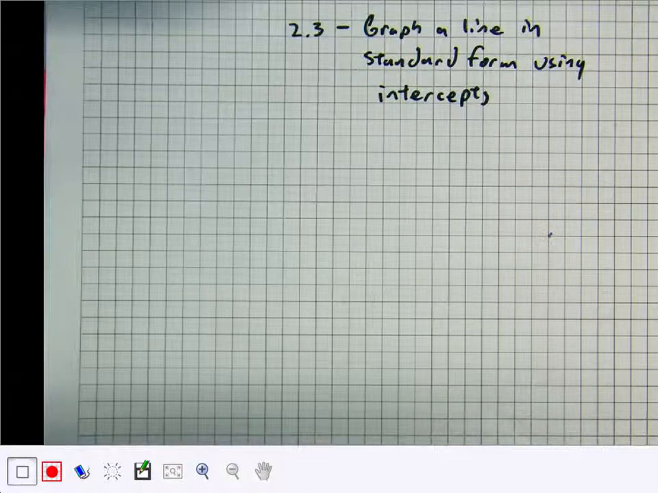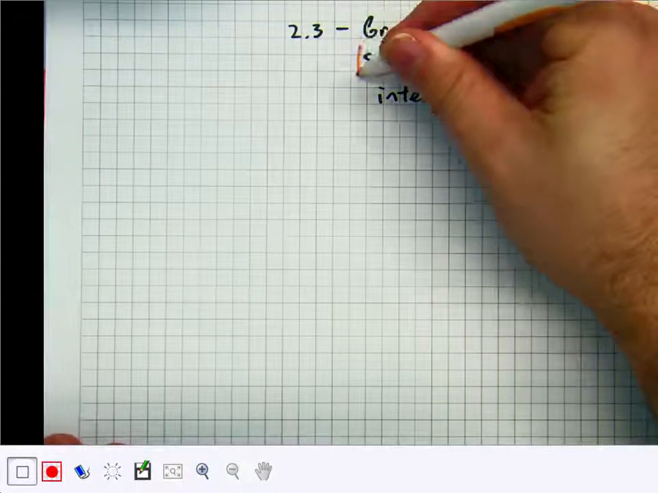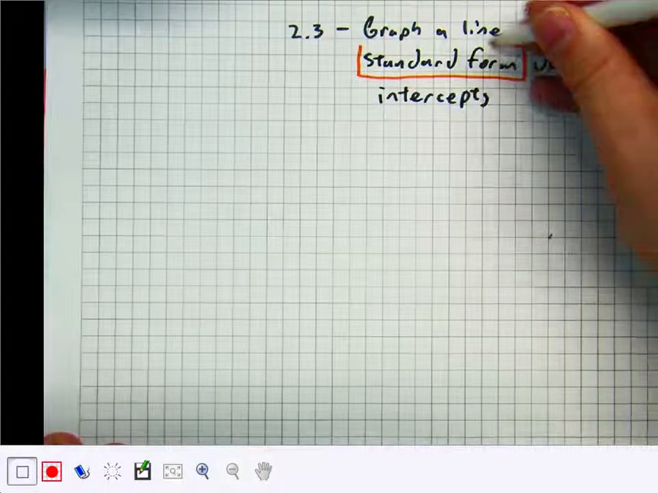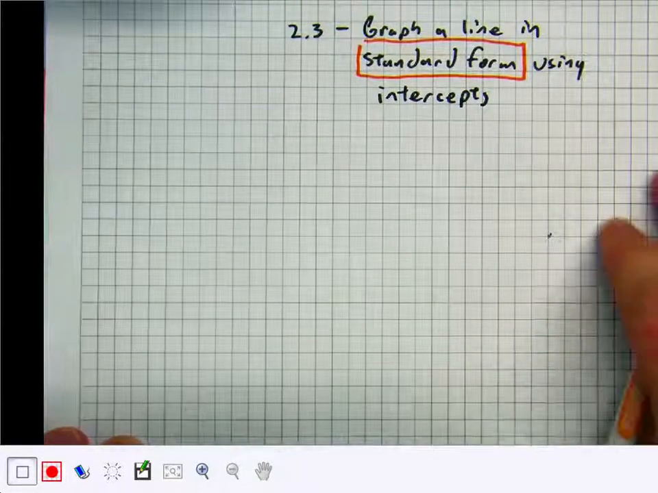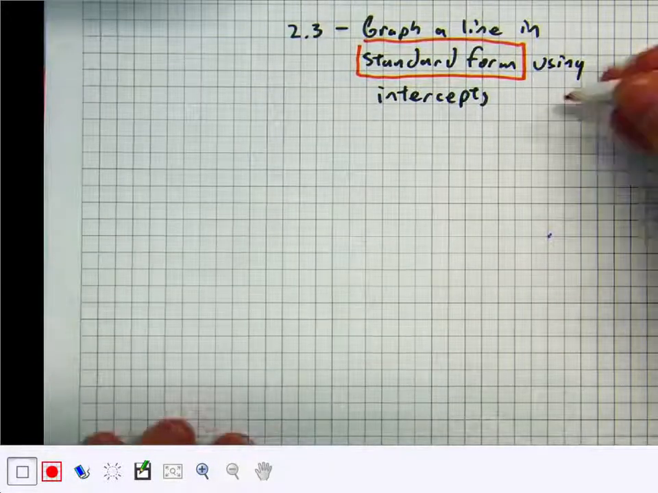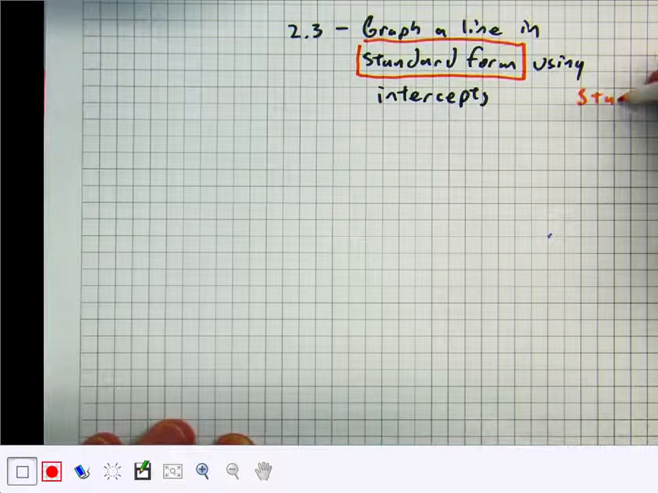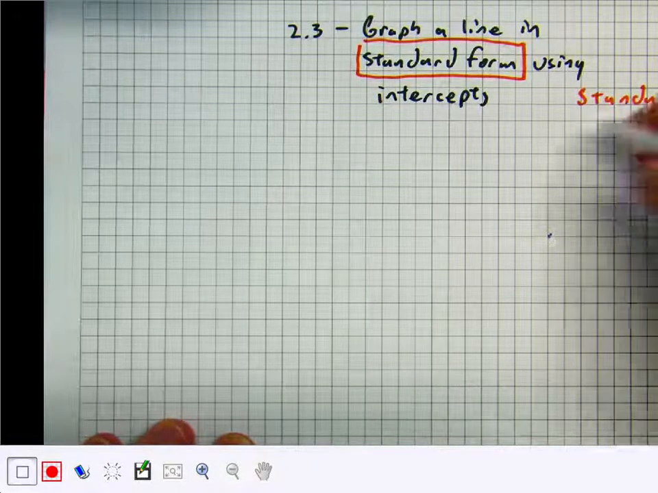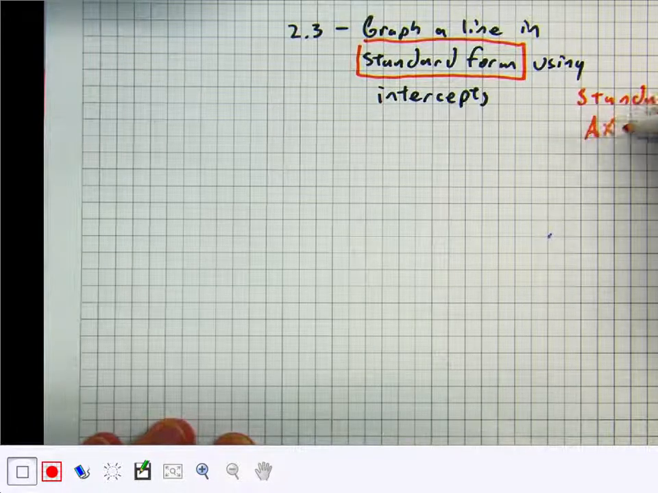So we need a little bit of vocabulary to understand what's going on here. The first bit of vocabulary that we need, I'm going to mark it off in orange, is standard form. So what is standard form? Standard form is simply ax plus by equals c.